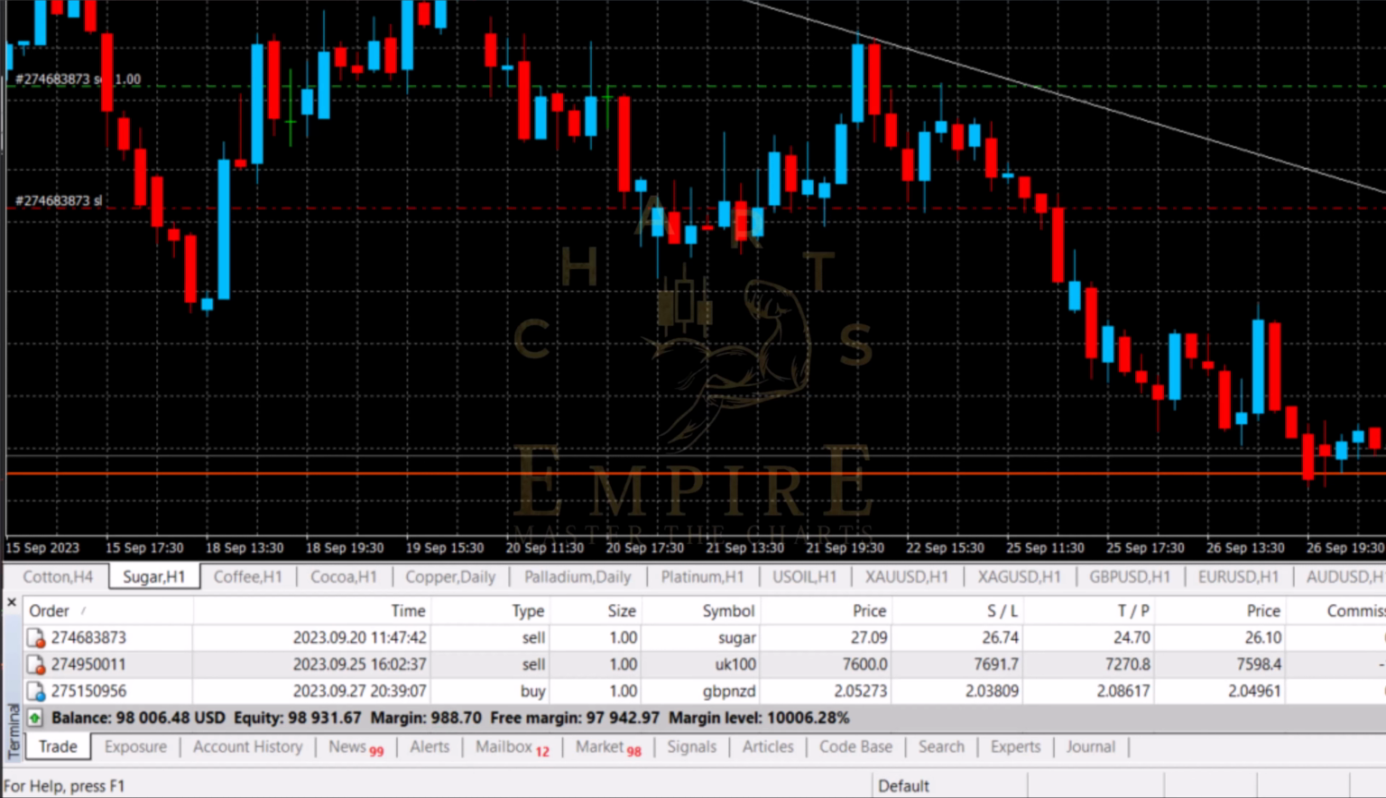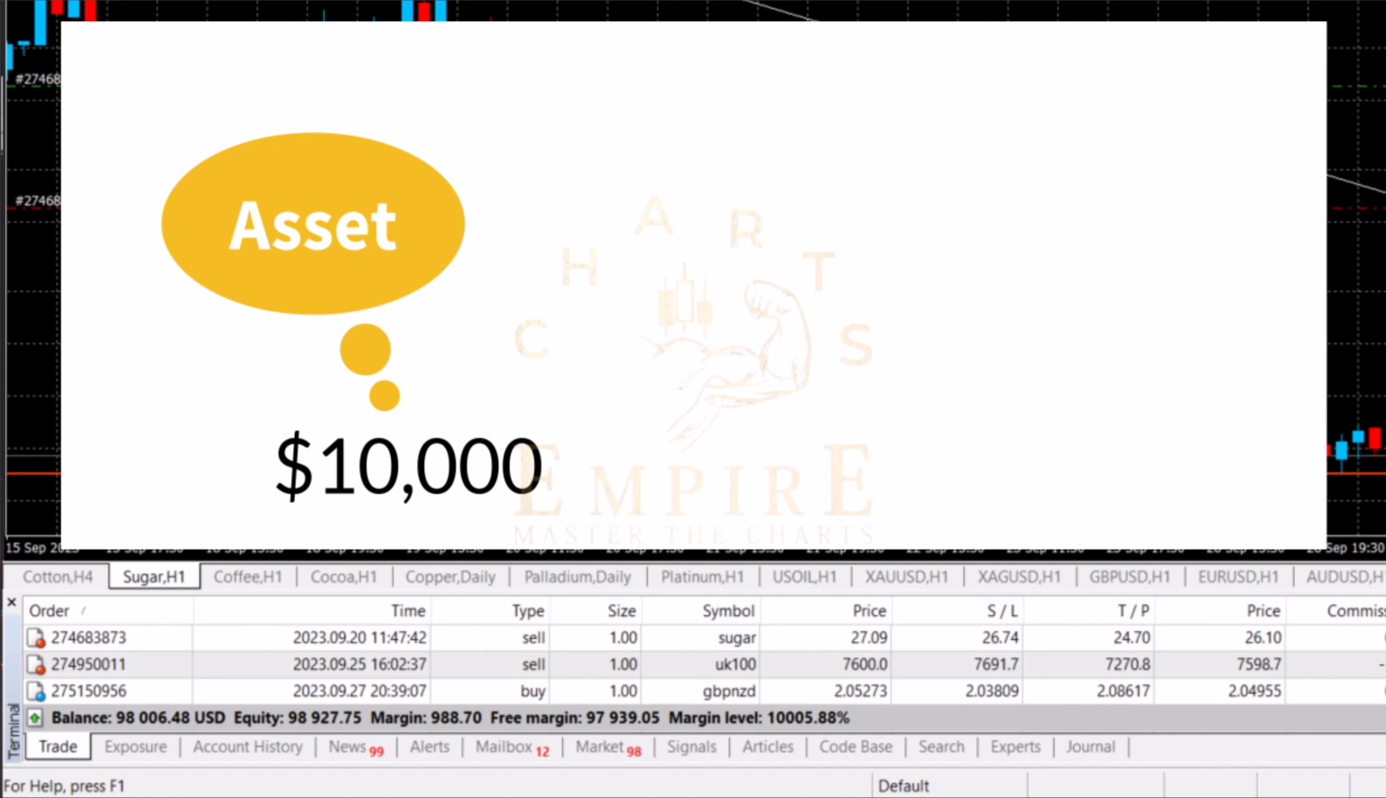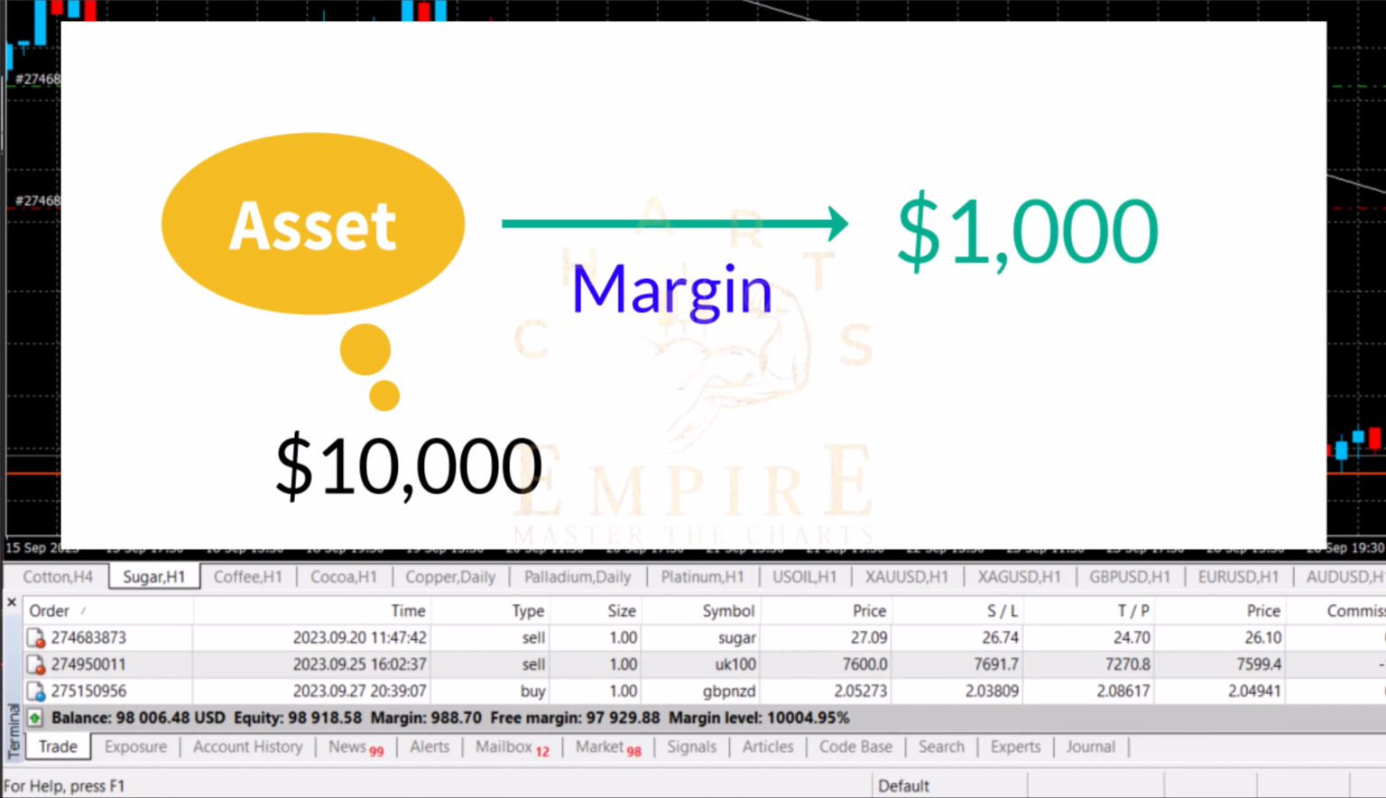For example, if you want to buy $10,000 worth of an asset, this asset could be currency pairs in the forex market, shares in the stock market, or any other CFDs. You don't need to provide the full amount. You only need to provide a portion like $1,000. The actual amount depends on your forex, stock, crypto broker, or CFD provider.